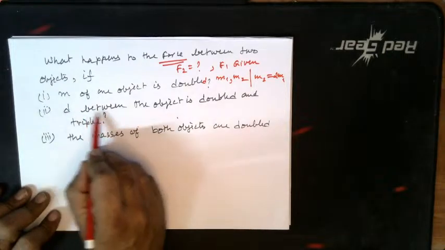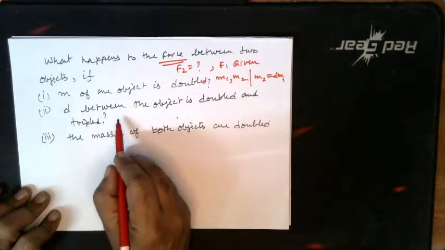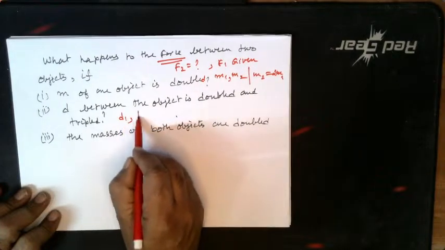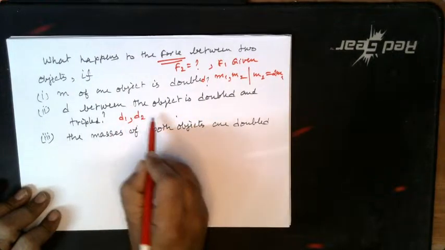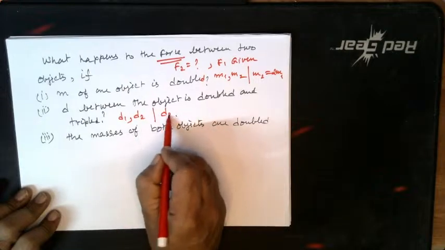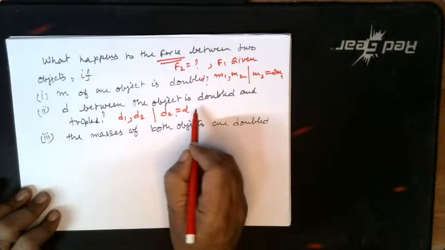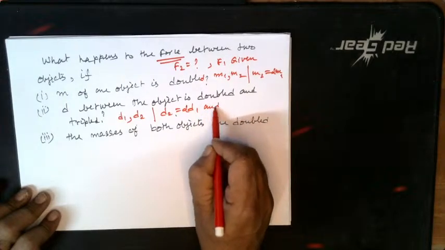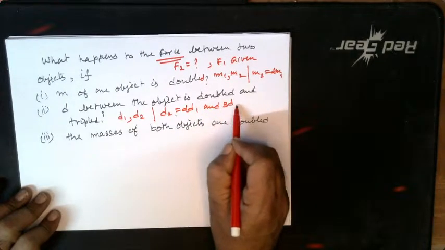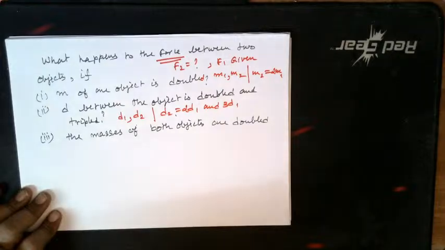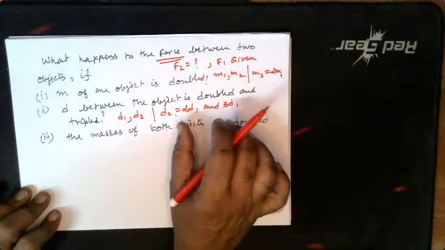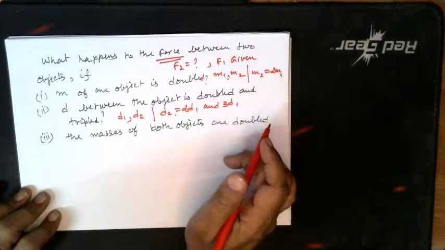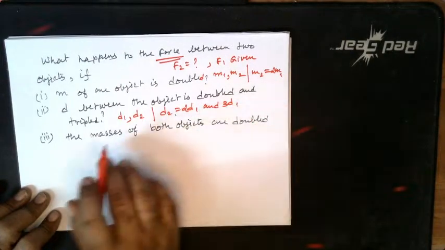Then the distance between the objects is doubled. So D1, D2 are the two different distances for two different forces, and in the case of D2 it is twice the D1 and also thrice the D1. Are you able to follow? So there are further two questions asked here, doubled and tripled. Do you understand?